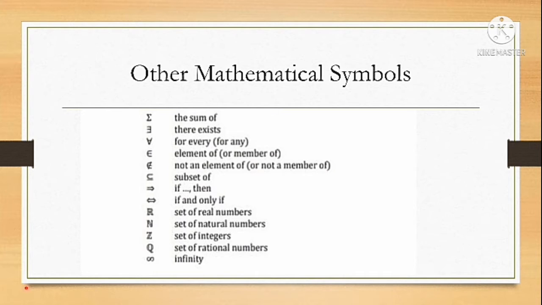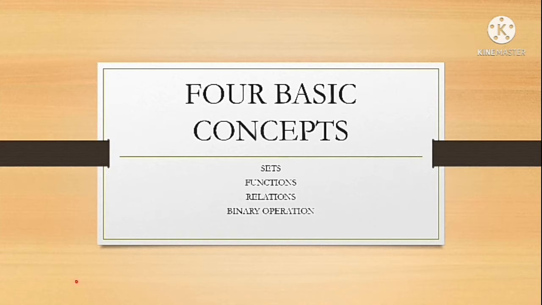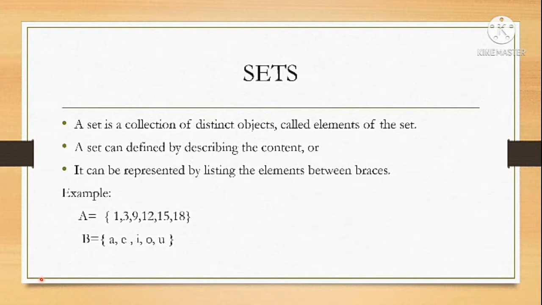Here are some mathematical symbols that can be used for basic concepts in mathematical language. We have sets, functions, relations, and binary operations. Each set is a collection of distinct objects called elements of the set. A set can be defined by describing the content, or it can be represented by listing the elements between braces.